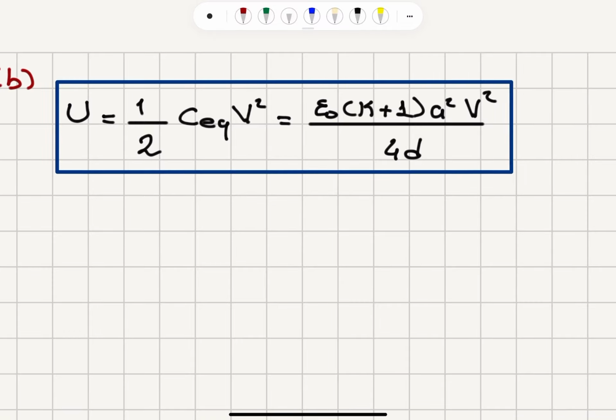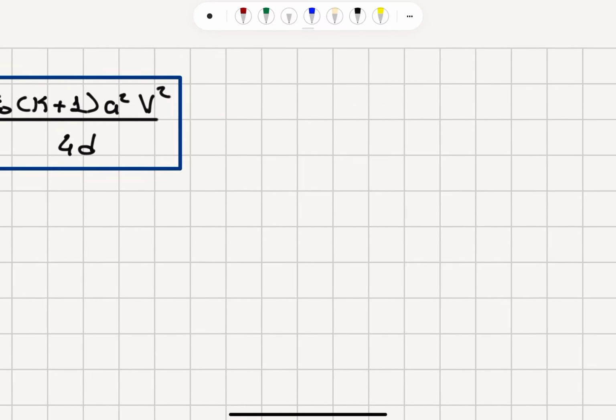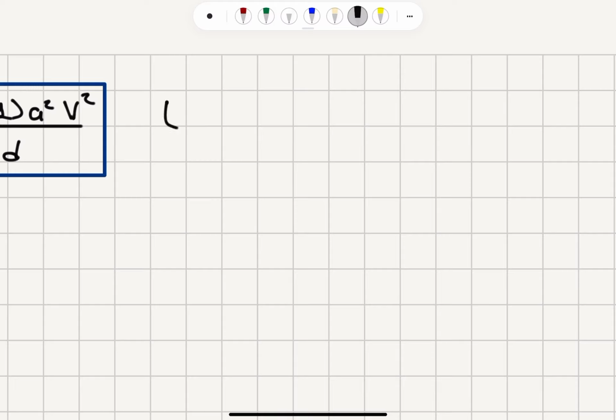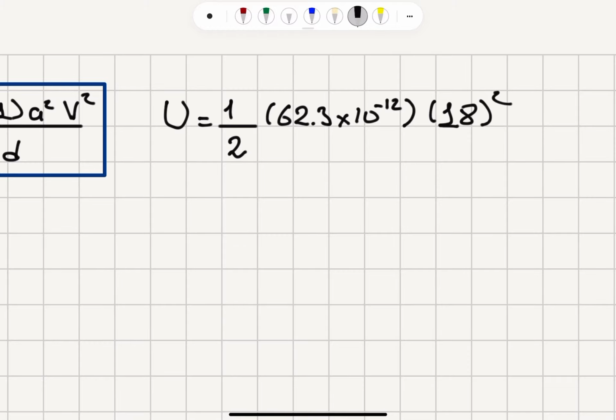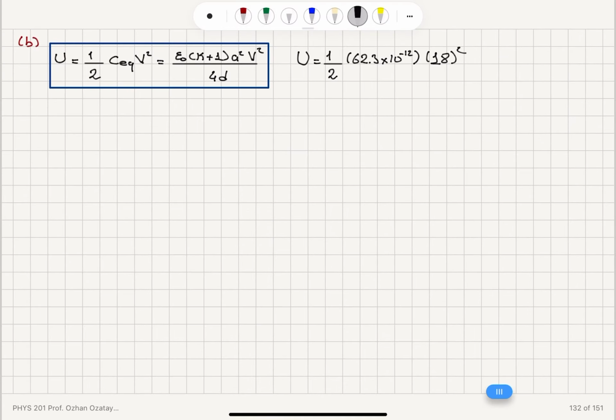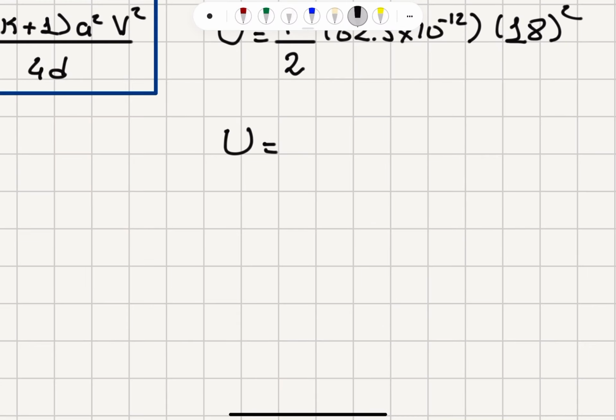Now we can evaluate this for the given numbers. We will see U is equal to 1 over 2 times the equivalent capacitance, 62.3 times 10 to minus 12 farads, times the potential 18 volts, so 18 squared. So we obtain for the total energy stored, U is equal to 1.01 times 10 to minus 8 joules.